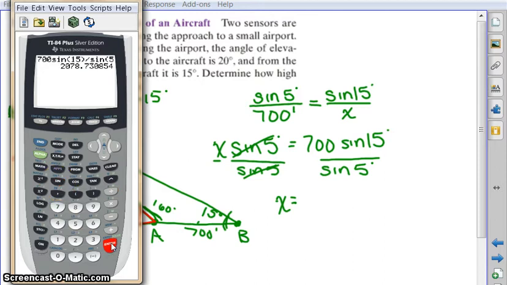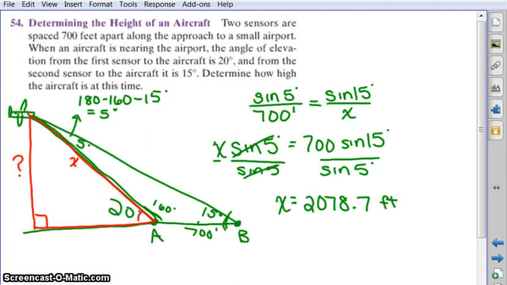I've got 2,078, and we'll call that 0.7 feet. So that number goes with X over here, 2,078.7 feet. That happens to be the hypotenuse in this right triangle. The question mark is on the side opposite of the 20 degrees that I know about.